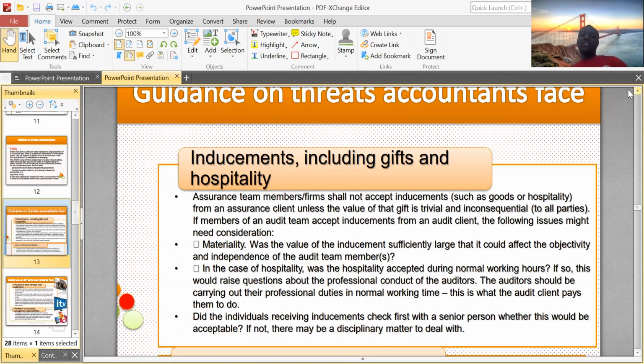And what do we mean by trivial? It means that it is not likely to affect the objectivity and basically the independence of audit team members. Very, very important. Very, very key.